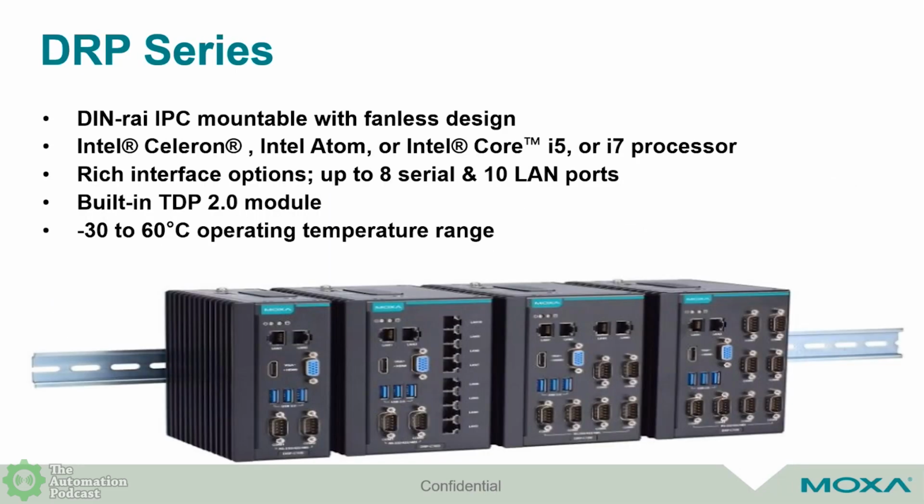The second one in this series is the DIN rail, the DRP series. Again, it has those processor options. We can do Intel Celeron, Core i5, i7 processors, or an Atom processor integrated into it. It has 8 software selectable RS-232, 422, or 485 serial ports. It has up to 10 gigabit Ethernet ports.